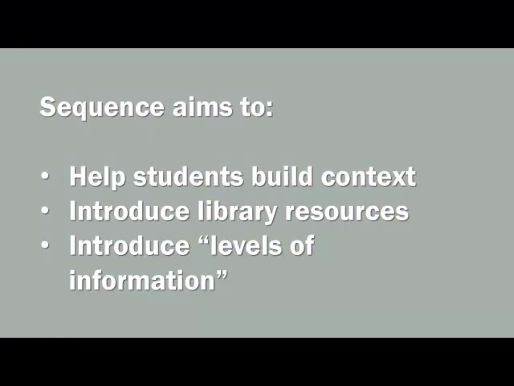This Uni 101 library instruction sequence seeks to lay a foundation for contextual understanding of college-level research, as well as helping first-year students develop some level of comfort and familiarity with library resources, as well as an understanding of the different levels of information and why faculty and instructors require students to use more than just Google and Wikipedia. I can't tell you how many juniors and seniors I've worked with who don't seem to get why they can't use Google and need to use databases.